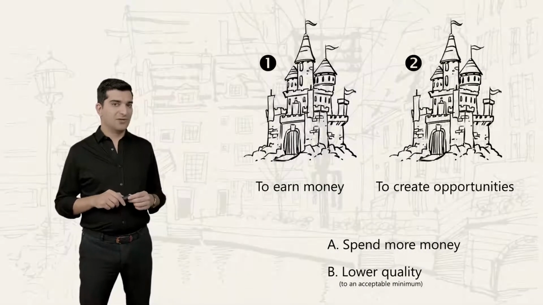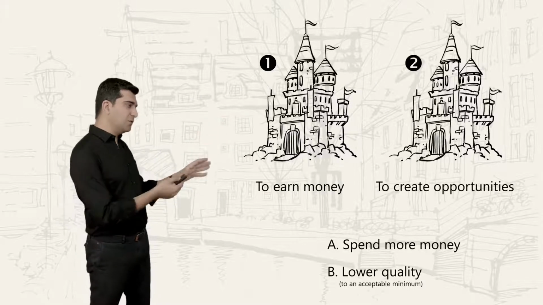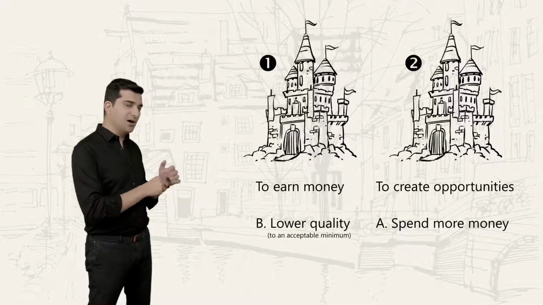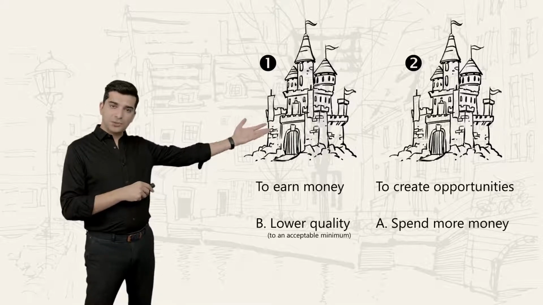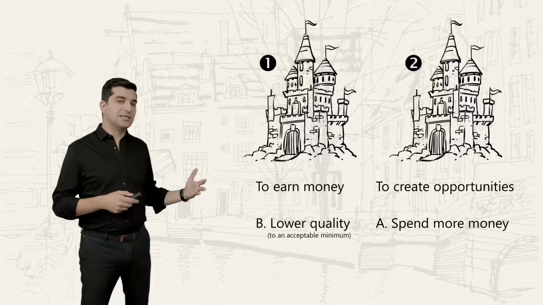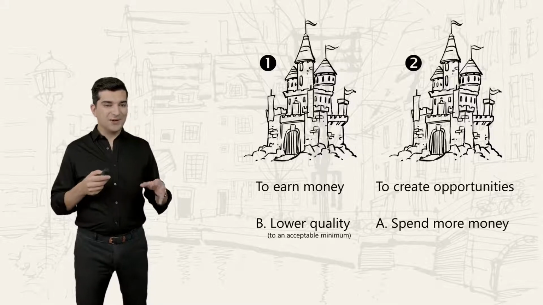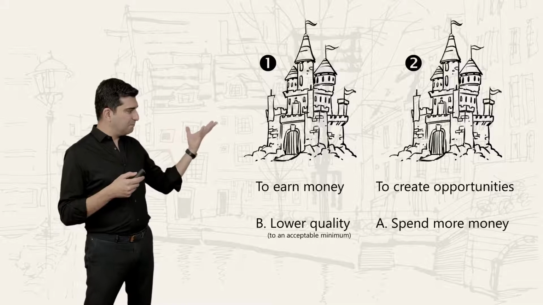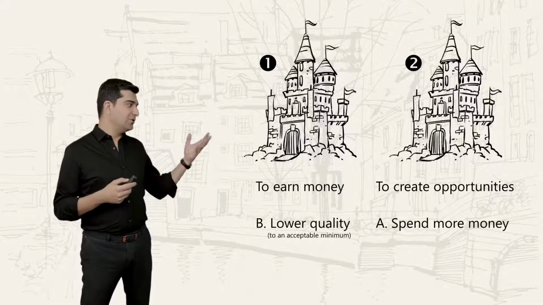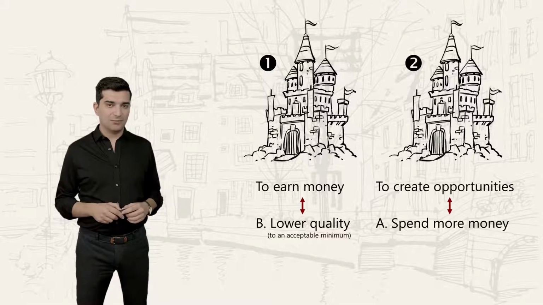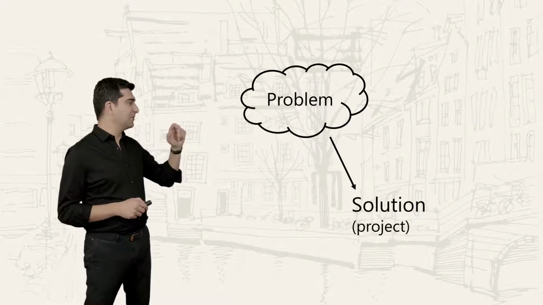I think it's obvious. When you are doing the project to earn money, it's probably best if you're lower quality to recover from that deviation. And when you're doing it for the future, for opportunities in the future, it's probably a better idea to spend more money. You see, what happens here is that the purpose or the problem that we are solving can change the high-level decisions that we make in the project. And that's why we have to understand the problem that we're going to solve.